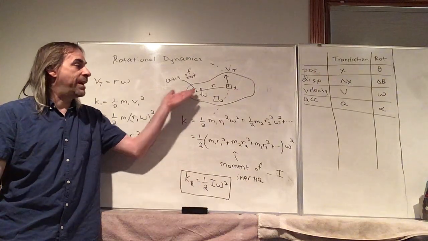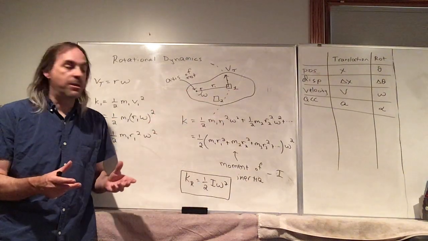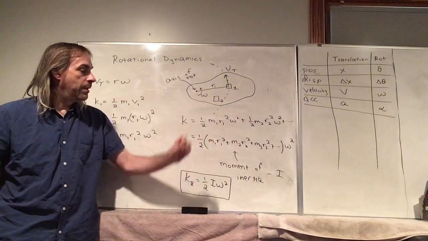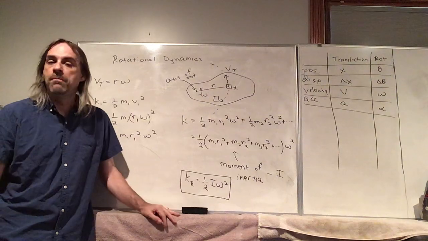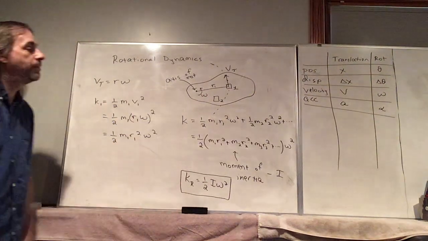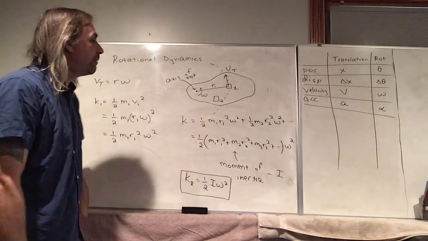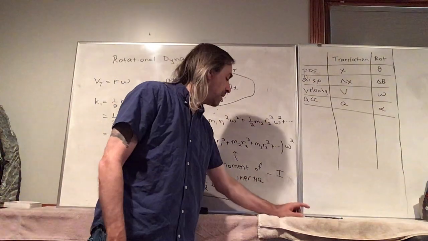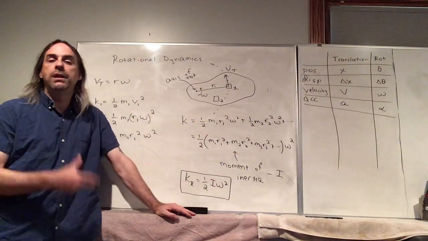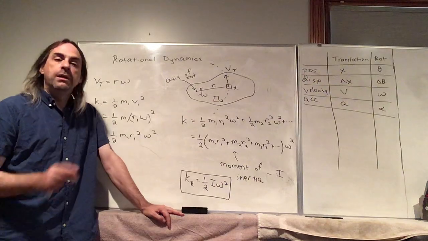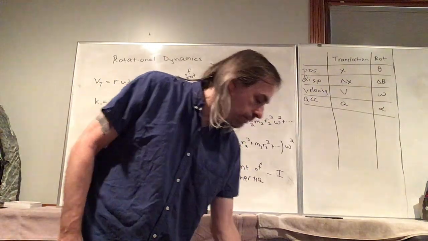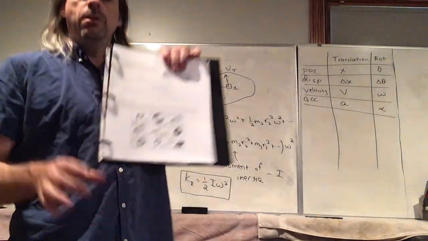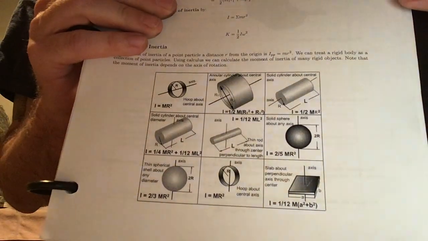Again, we'd have to take our object, break it up into pieces, calculate this term for each piece, and add them all up. Now, you probably know by now that when you break things up into pieces and add up the pieces, that's a calculus problem. So what are we going to do in this class? Well, the answer is fairly simple. We have a table. It's in the notes. It's also on your equation sheet.